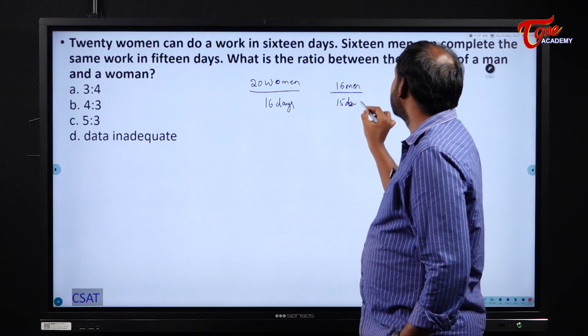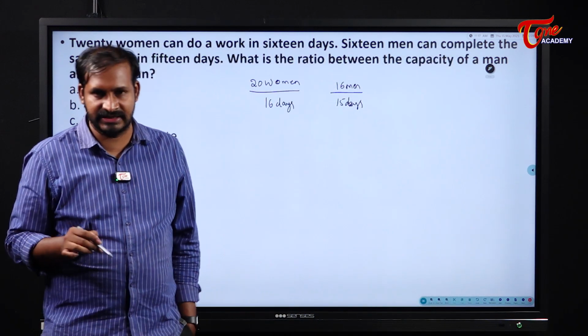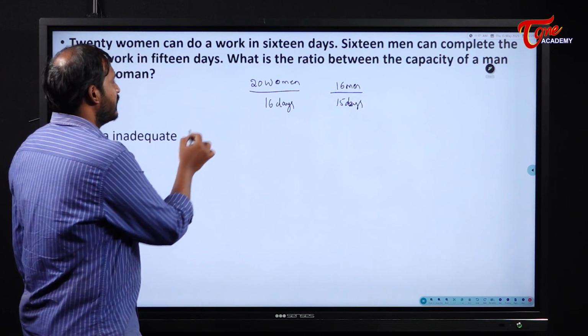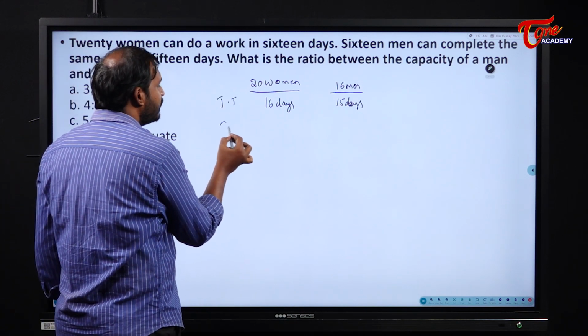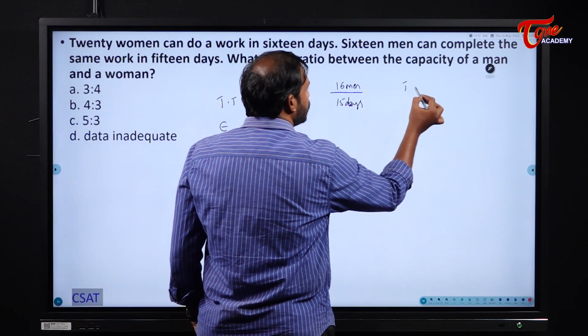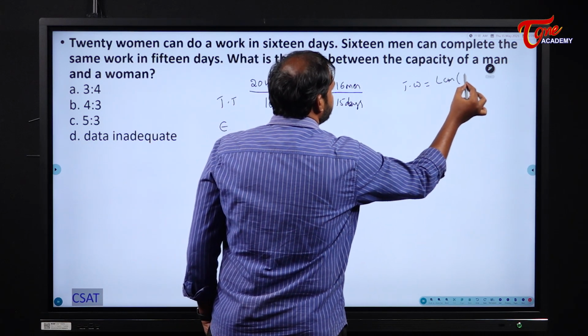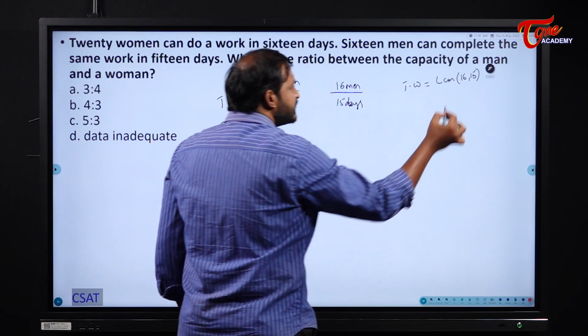What is the ratio between the capacity of man and a woman? Capacity means what? Nothing but efficiency. Now these are their times taken. First of all, find out their efficiencies. To find their efficiencies, I should know the total work. What is total work here? LCM of 16 and 15. What is LCM of 16 and 15?